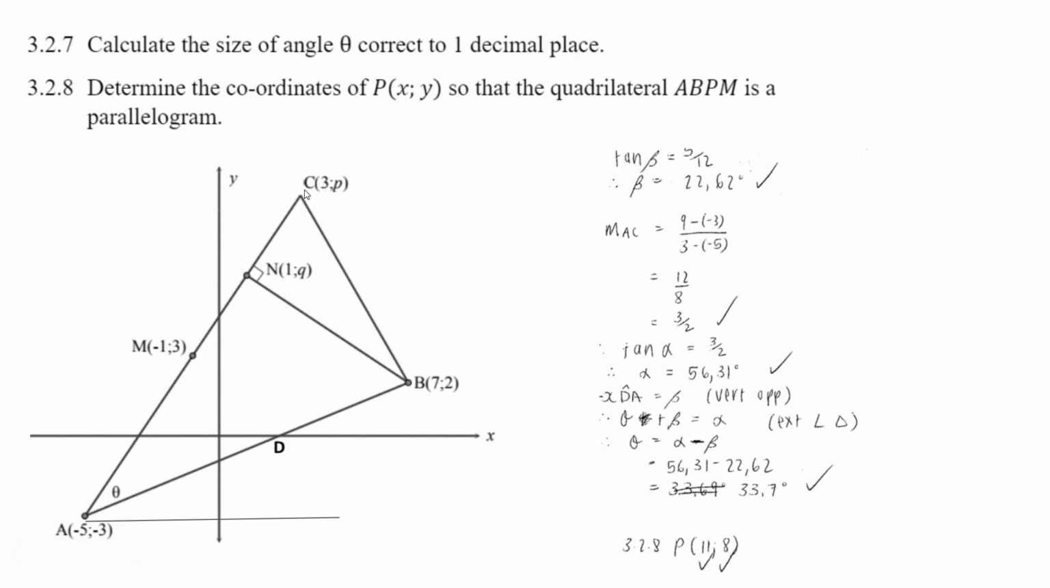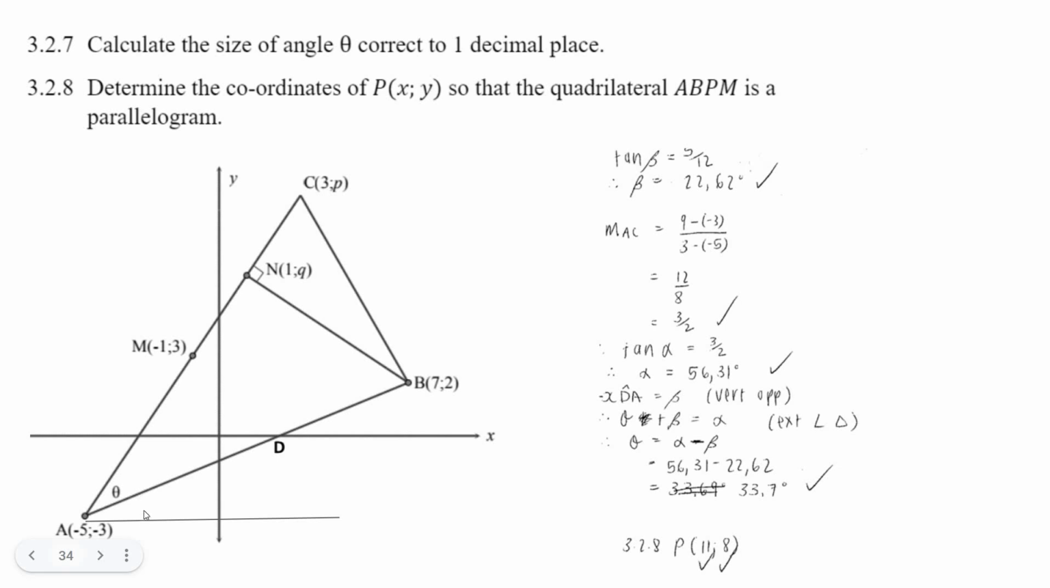AC. Now, we need the gradient of AC. Gee, I think we could get the gradient even working with right here. If we went 3 minus minus 3, we'd get 6. If we went minus 1 plus 5, we'd go over 4. 6 over 4 is really 3 over 2.